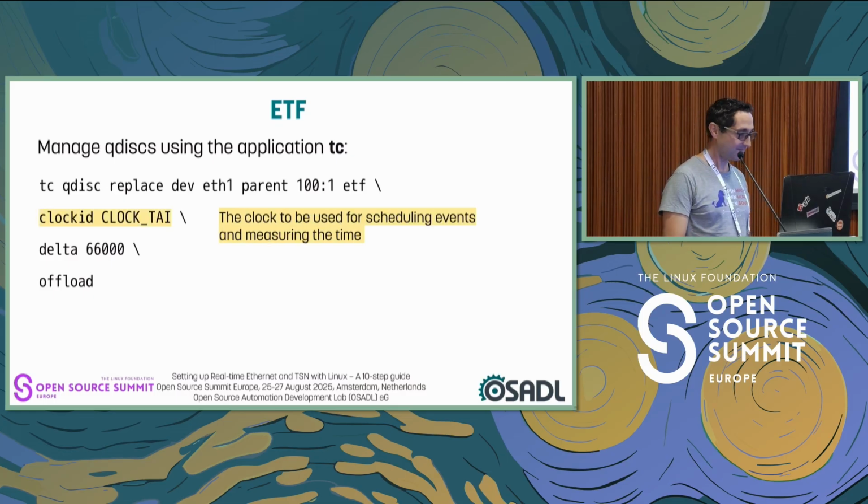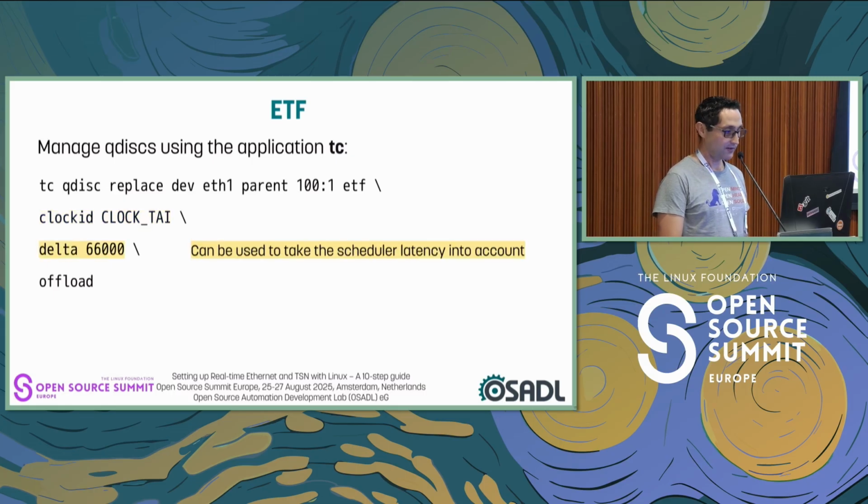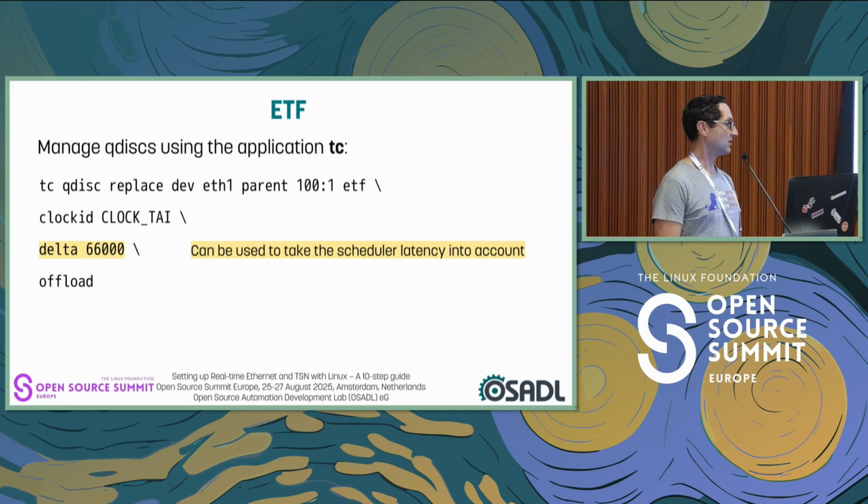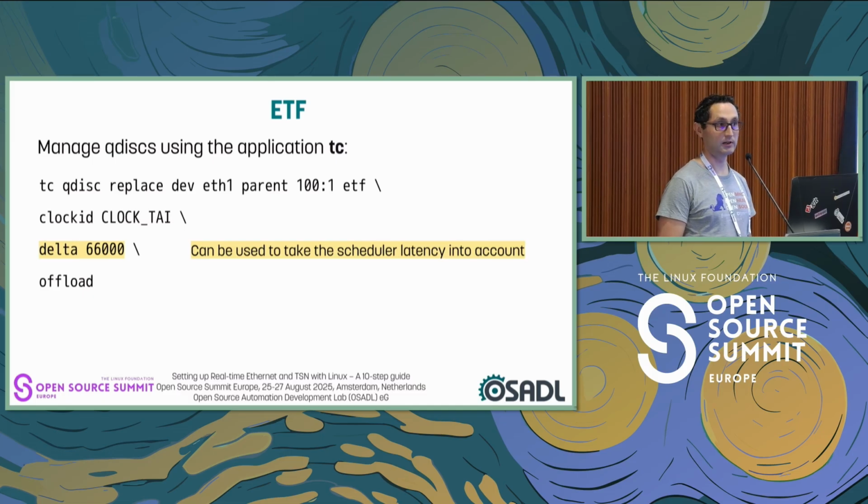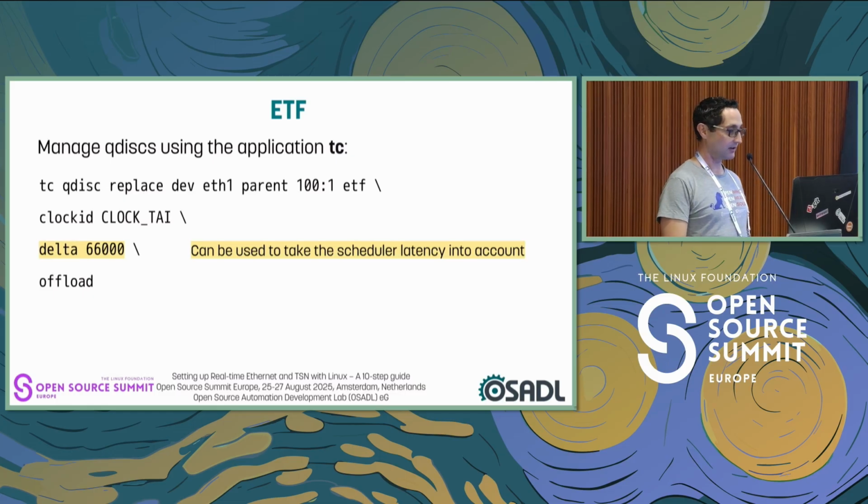Okay. Then we need to tell which clock we want to use. So basically, we have not much options here. We're going to use clock TAI. And what's interesting here is that we can take the scheduling latency into account, because we know there might be some scheduling latency for our application. So it might take some time that we can bring the data from the user land to the kernel, right? And I can take that latency into account.